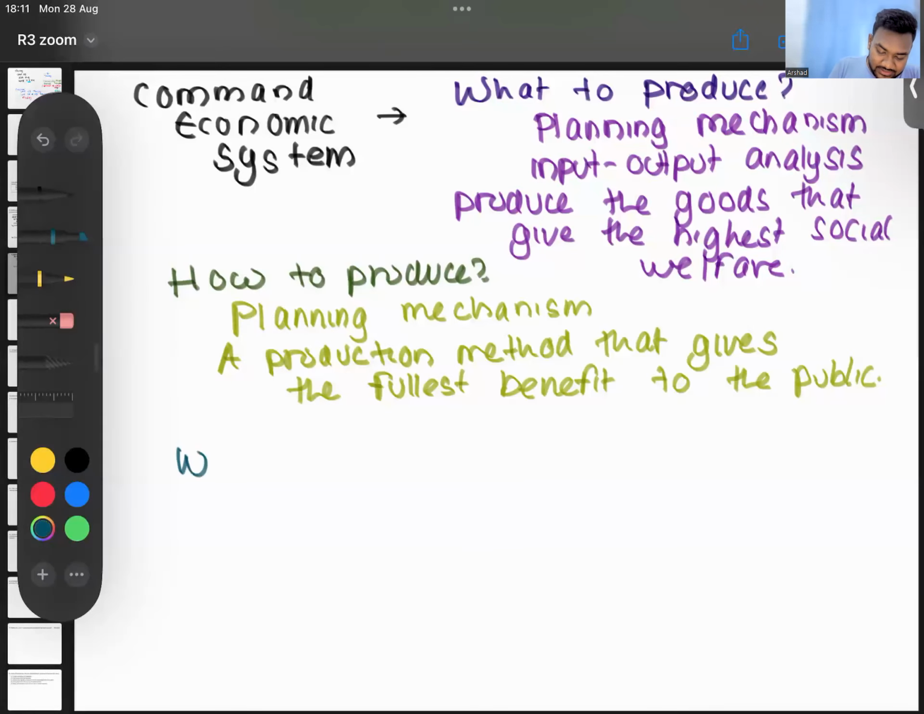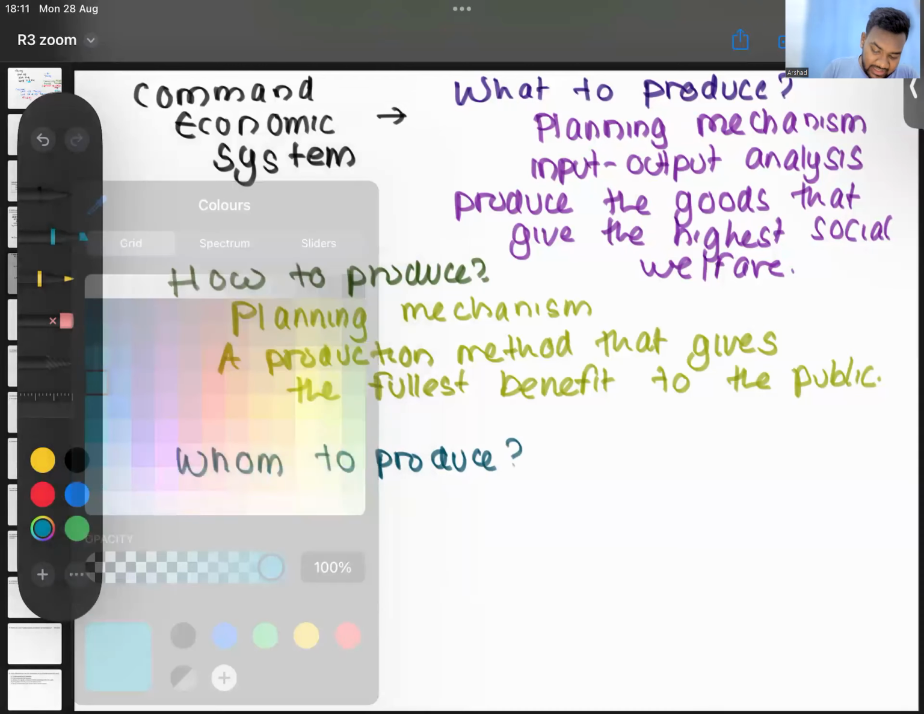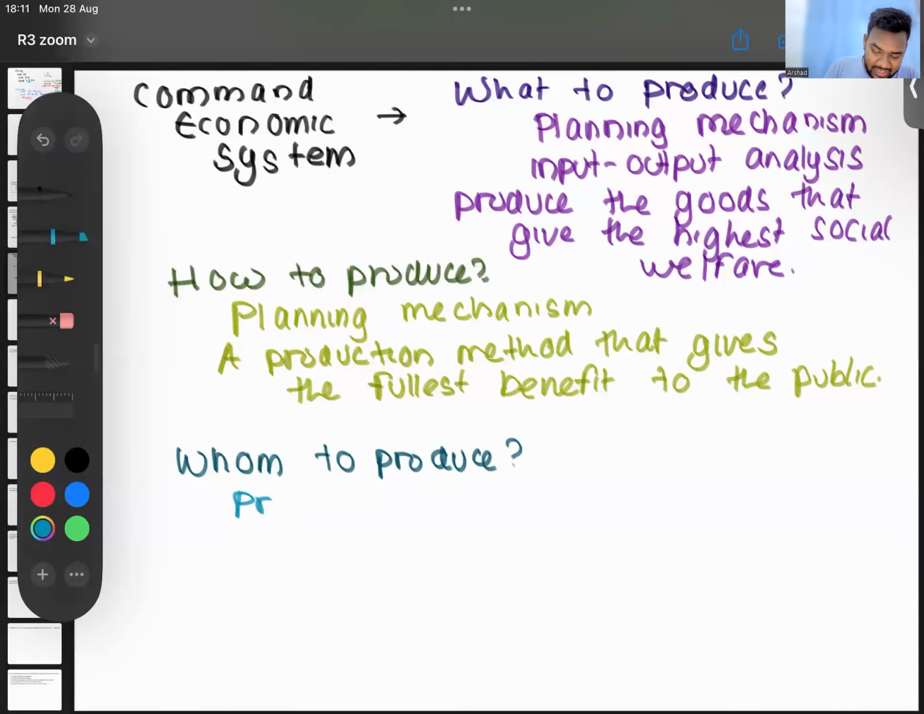whom to produce. How does a command economic system answer the question whom to produce, guys? Now, whom to produce means how to distribute the goods. So what will they do? Again, you can highlight price mechanism, fine. Not price mechanism, planning mechanism, right? You can say planning mechanism.